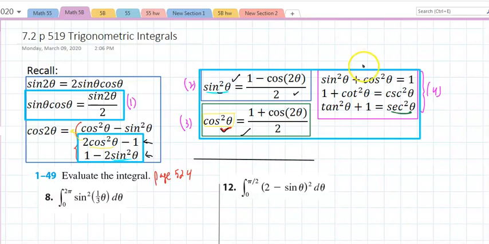And we know the most famous of them all, the Pythagorean identity: sine squared of theta plus cosine squared of theta equals 1. If you divide by sine squared, sine squared over sine squared is 1, cosine squared over sine squared is cotangent squared, and 1 over sine squared is cosecant squared. If you go back to the first equation and divide everything by cosine squared, sine squared over cosine squared is tangent squared, cosine squared over cosine squared is 1, and 1 over cosine squared is secant squared. So, bottom line, we need to know those.